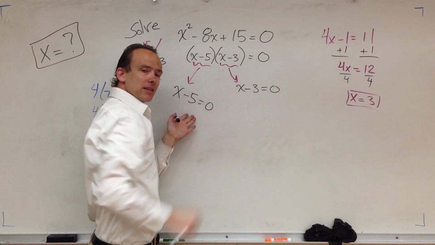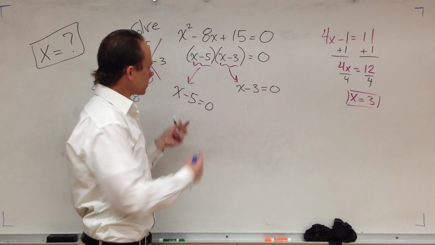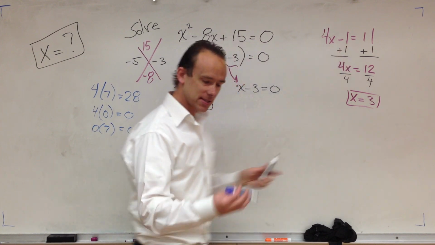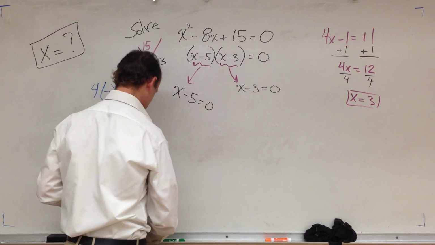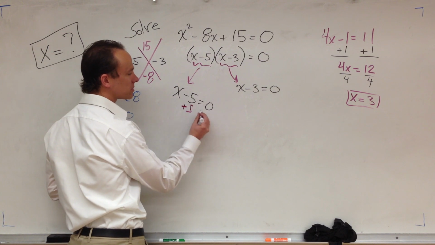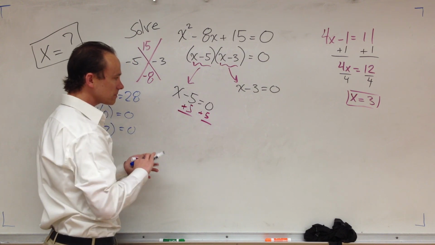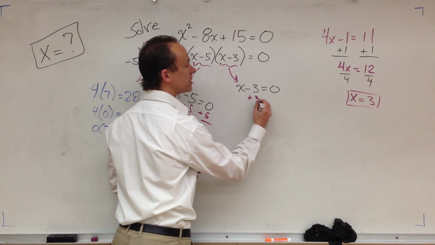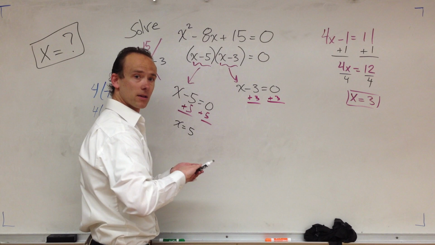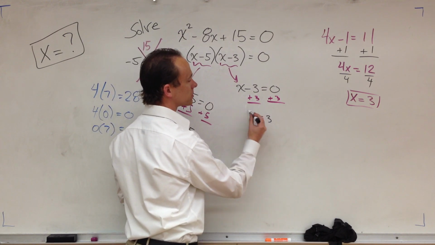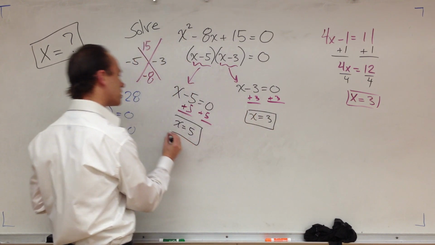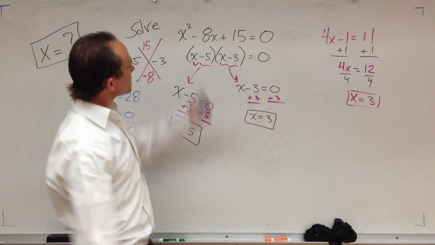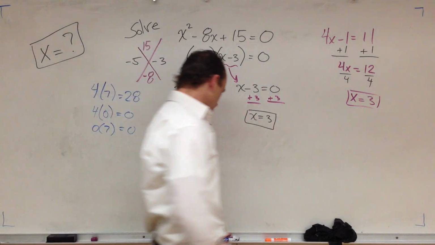Now, I mean, if you're in my class, you know, this is chapter 2 stuff, right? Now we got this thing. And I know you're good at this. I know you got this one. You add 5 to both sides. And you get x is equal to 5. You add 3 to both sides. And you get x is equal to 3. That's how we solve. X equals 3, x equals 5. Those are the values that make that function equal to 0, all right?